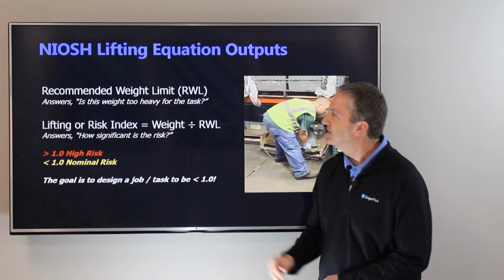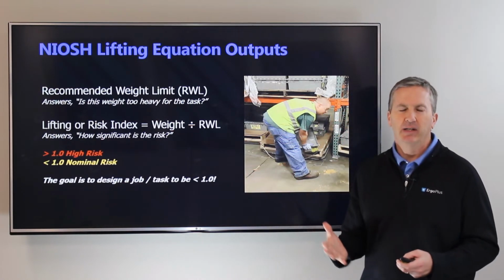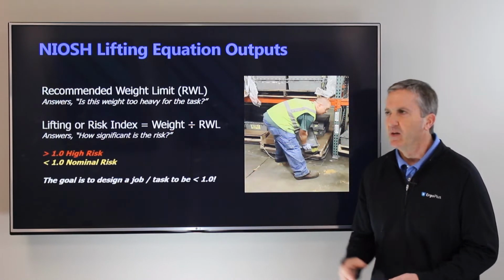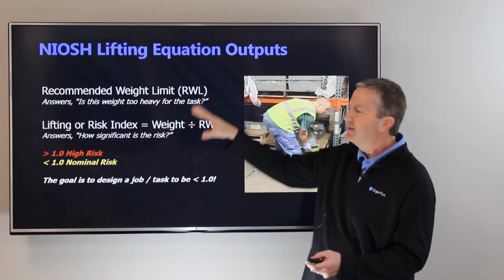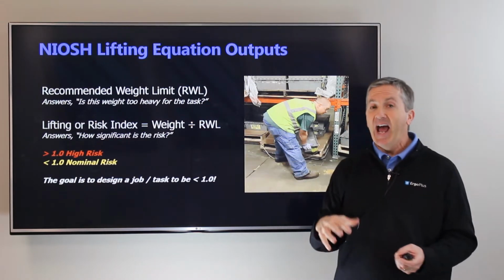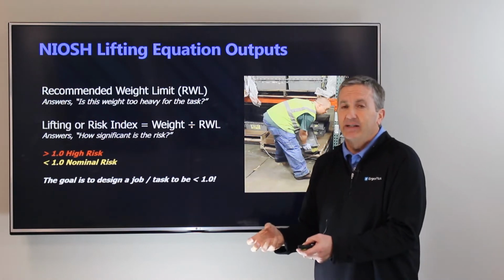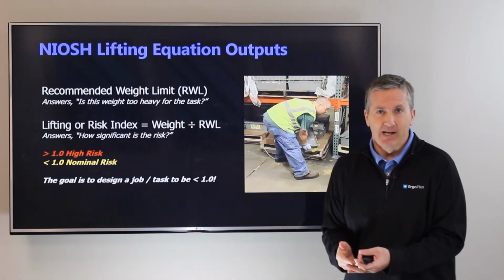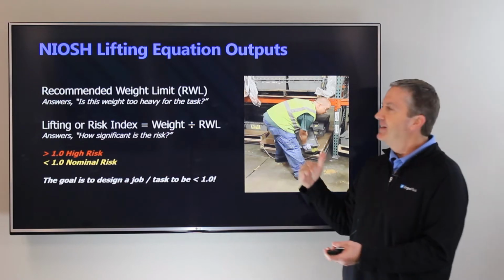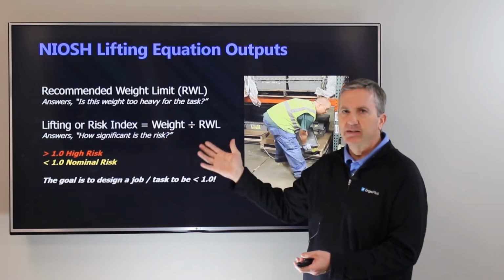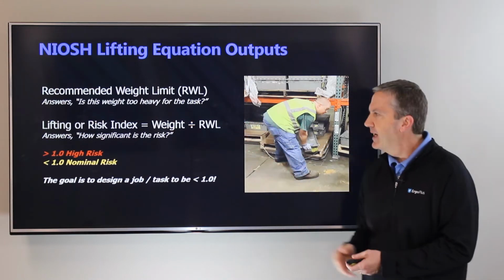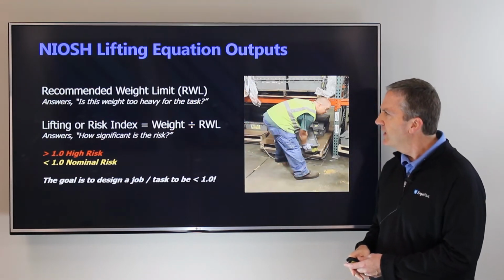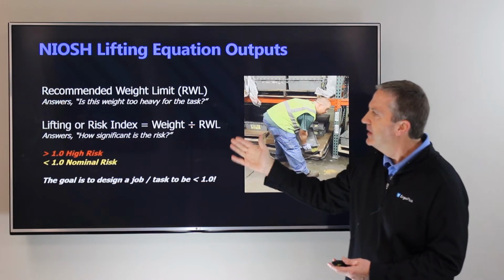So the lifting index answers the question, how significant is the risk? If the recommended weight limit is 25 pounds based on task variables, and the actual load being lifted is 50 pounds, then the lifting or risk index is going to be 2.0, right? 50 is 2 times 25. So that's how that's calculated.